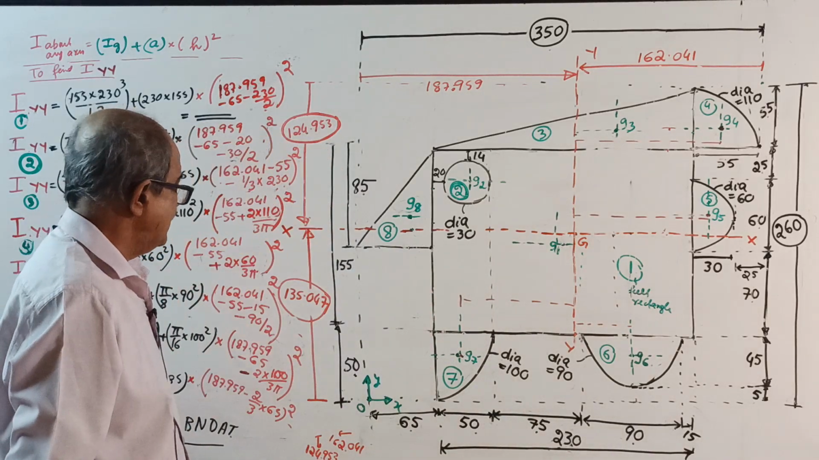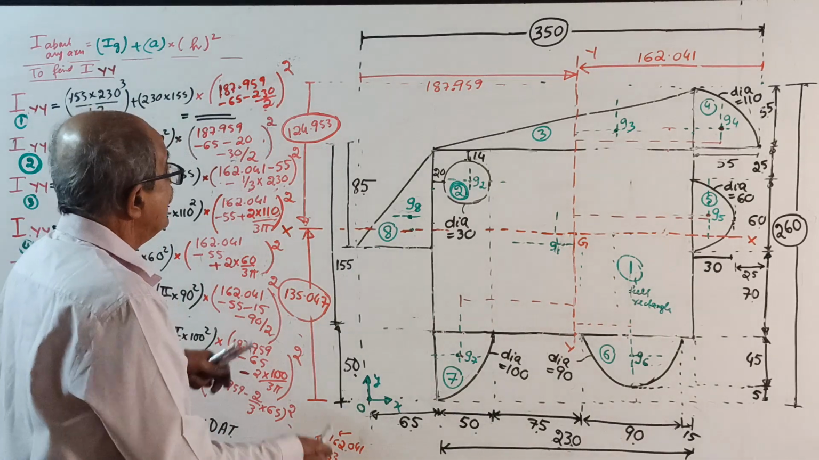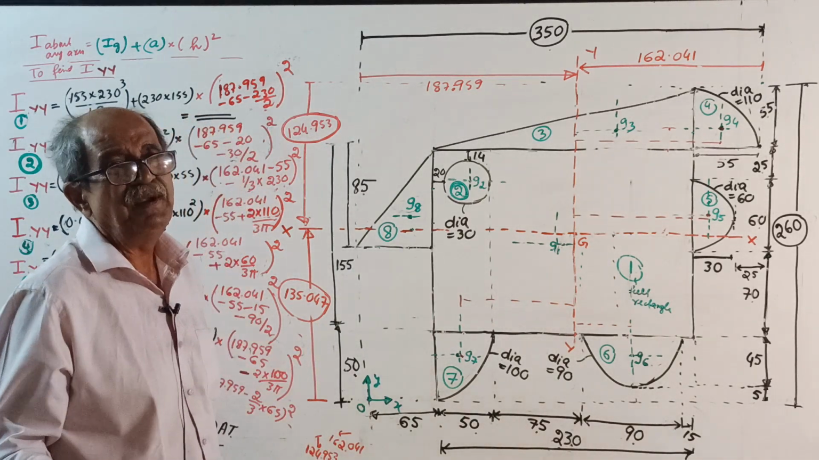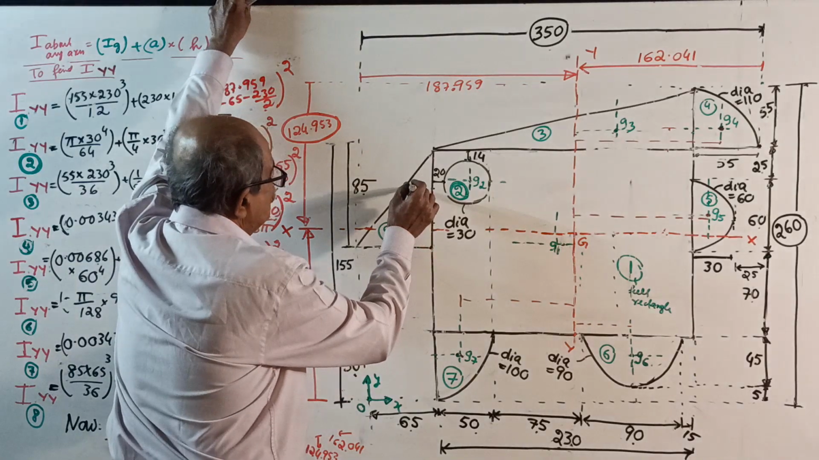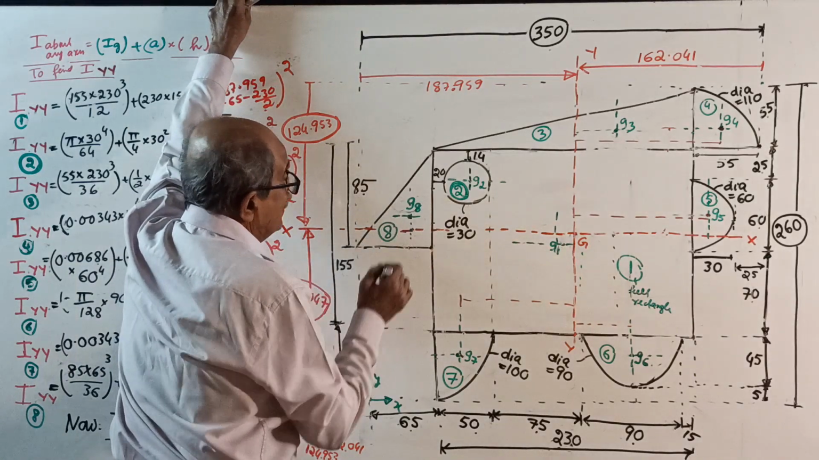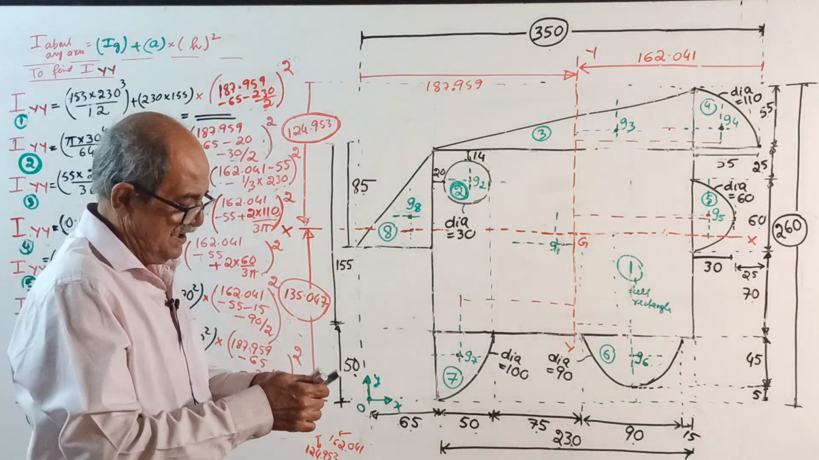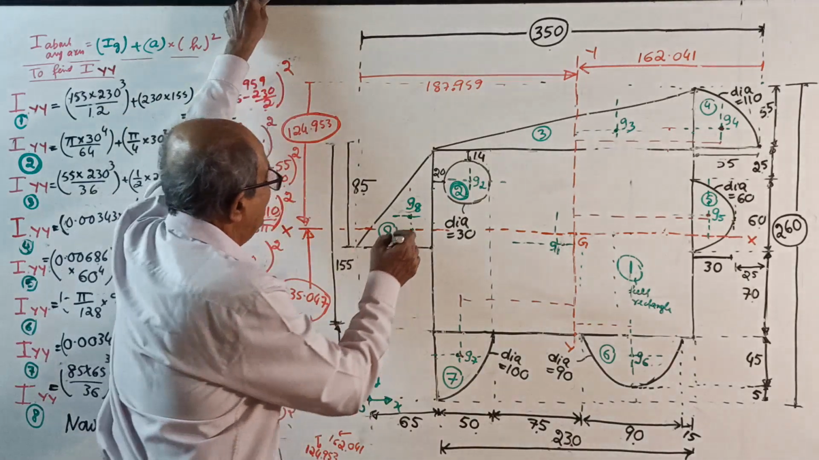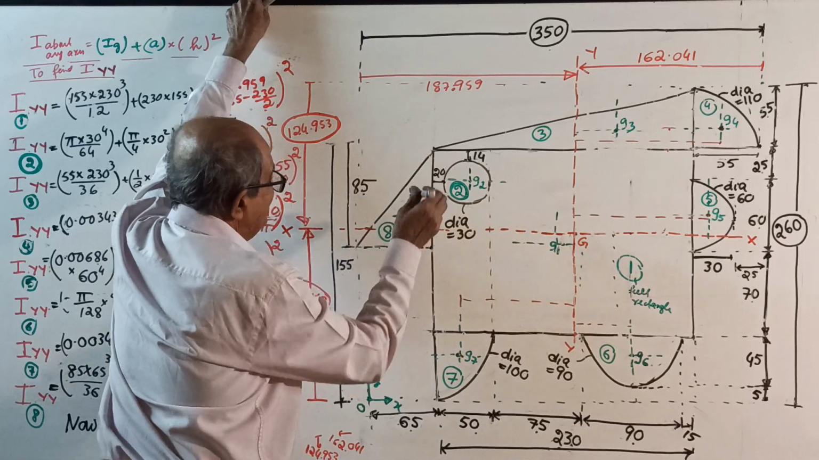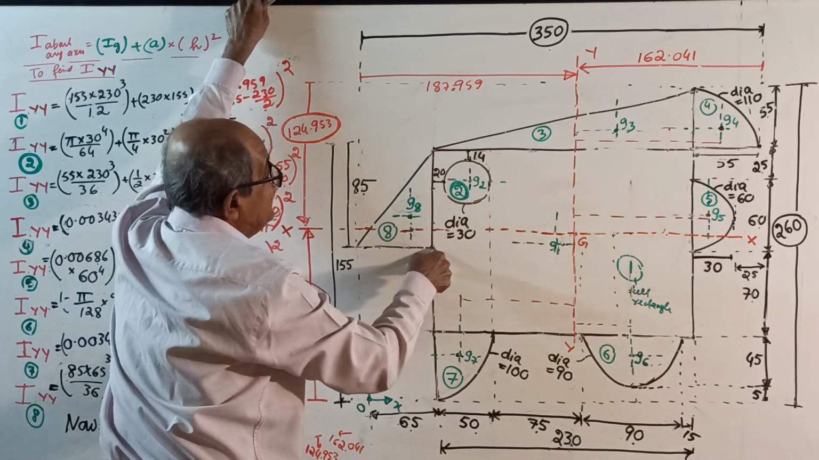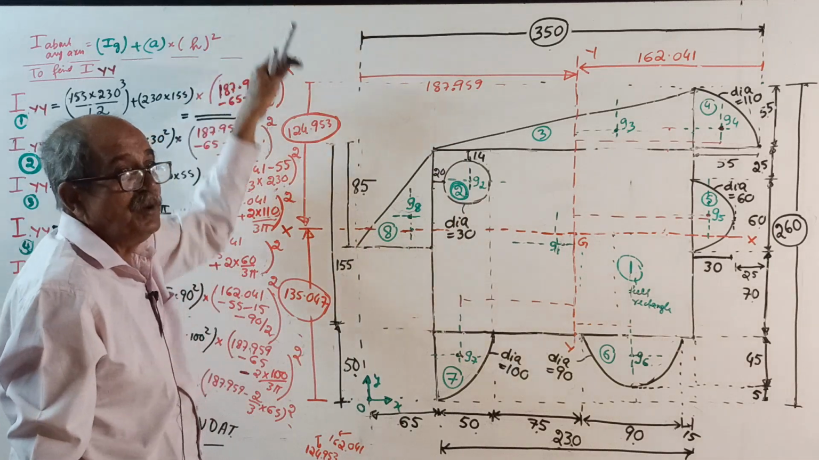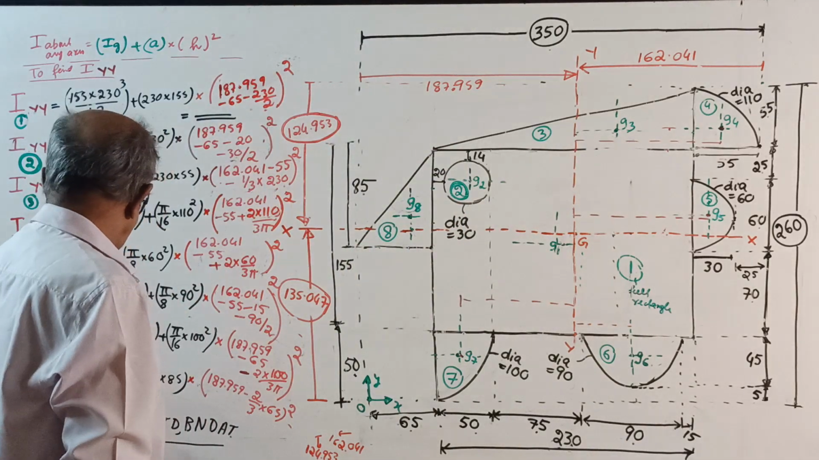Okay, print mistake. Eighth one, triangle. I can leave it. Okay, this much over. I about its own axis. Sir, not red color, green color. Okay, green color. People are there, sir, when you want IG, green color. Okay, IG: 85 into 65 cube by 12, not 12, 36.